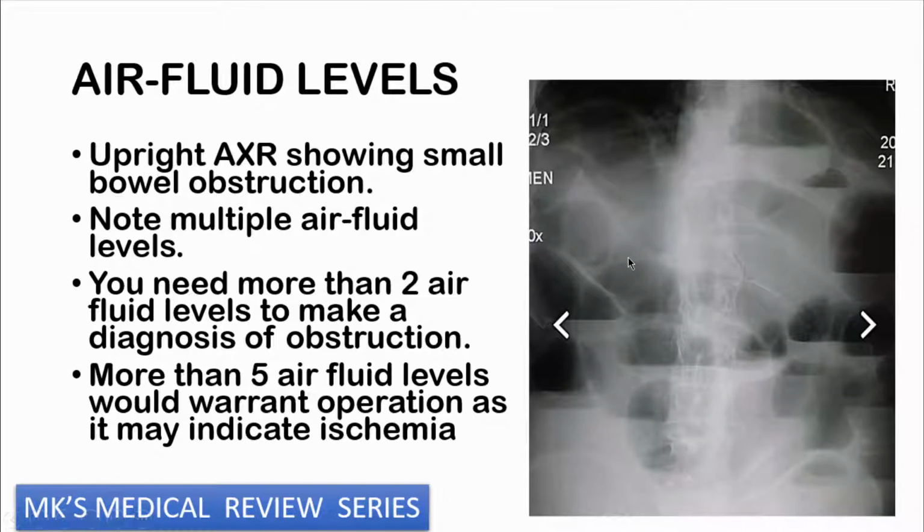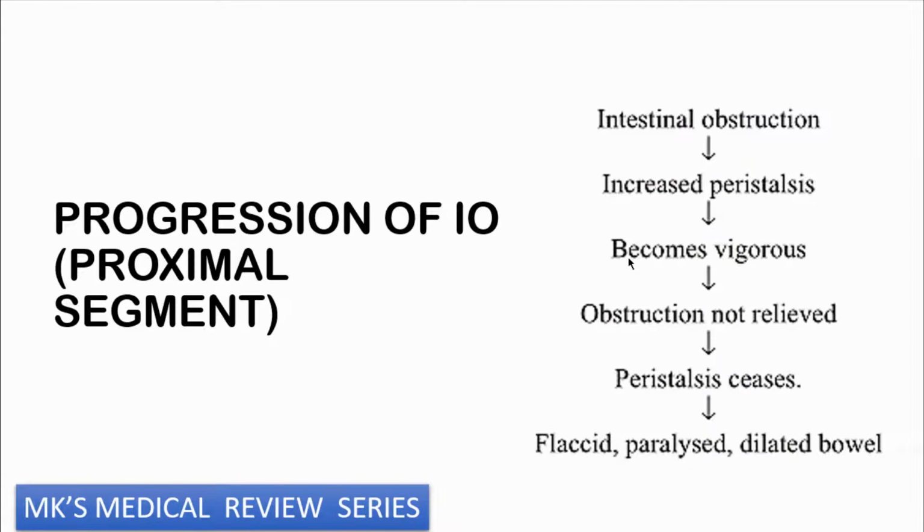Then you need more than 2 air fluid levels to make a diagnosis of obstruction. If you have more than 5 air fluid levels, then that would warrant operation because it may indicate that there's some ischemia that's happening to this gut. So here's a summary of what I have been talking about, the progression of the intestinal obstruction proximal to the obstruction. So you have this intestinal obstruction that's going to cause increased peristalsis. That's going to be responsible for the effort to overcome the obstruction. If it fails, it's going to become vigorous.